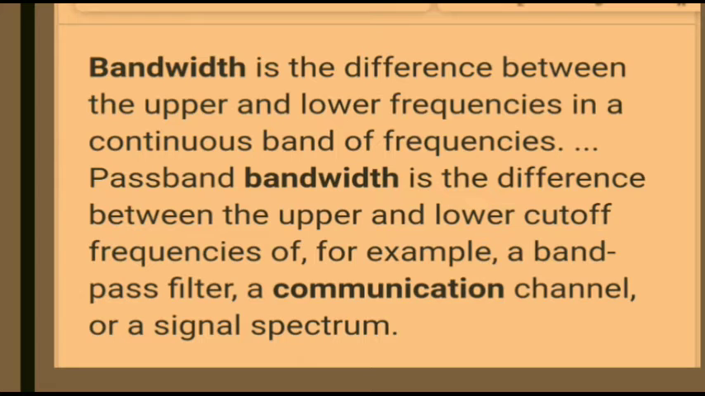So the range of frequencies required to transmit a piece of specified information in a particular channel is called what? Channel bandwidth. It starts from 10 kilohertz to 5 megahertz for AM transmission, that is, amplitude modulation signal transmissions. Okay.